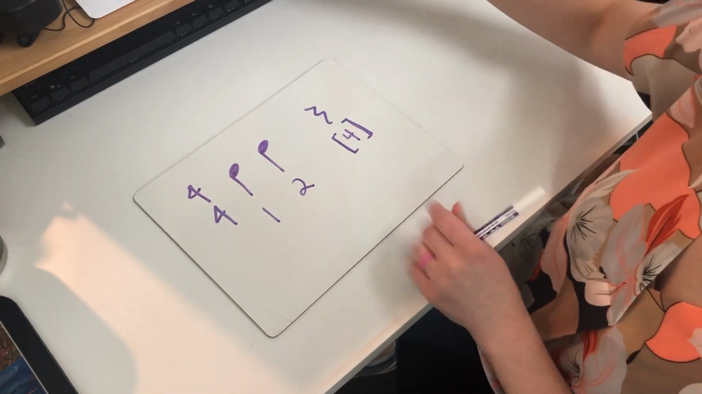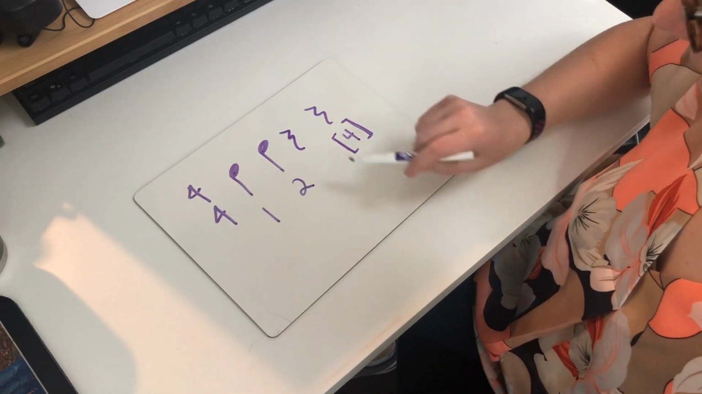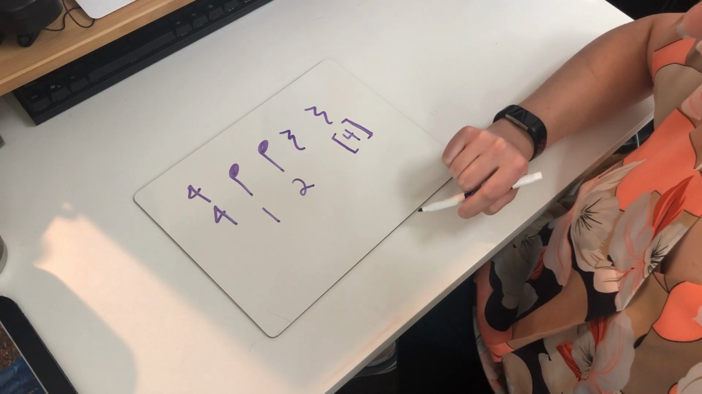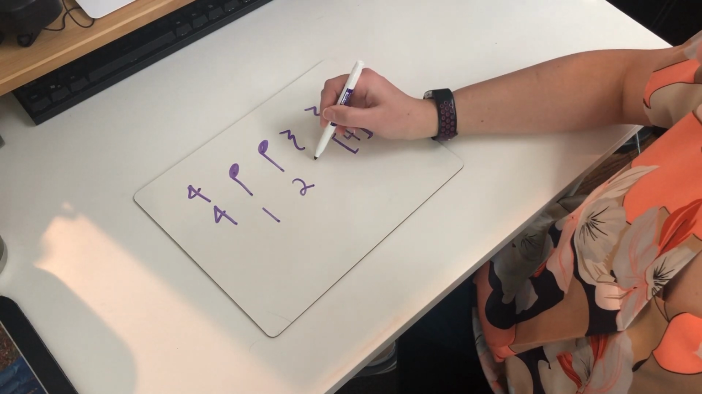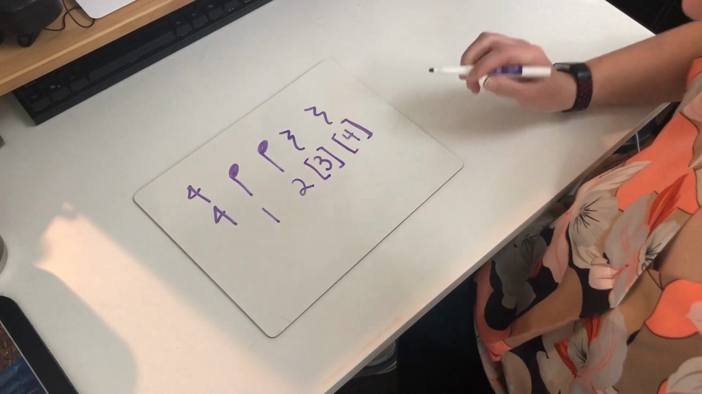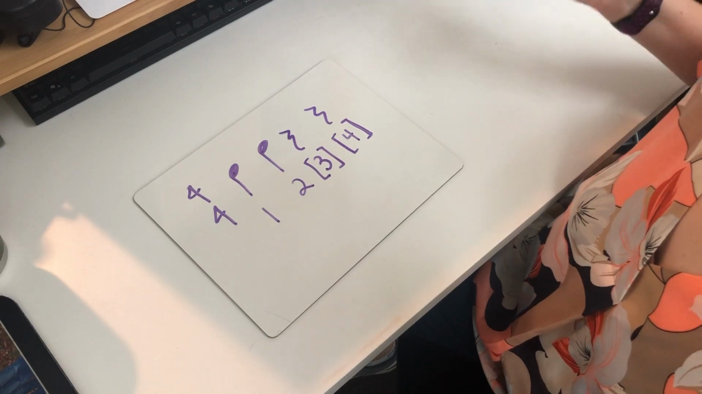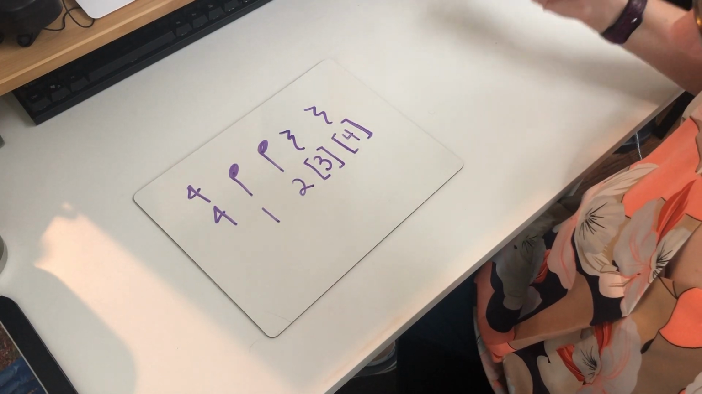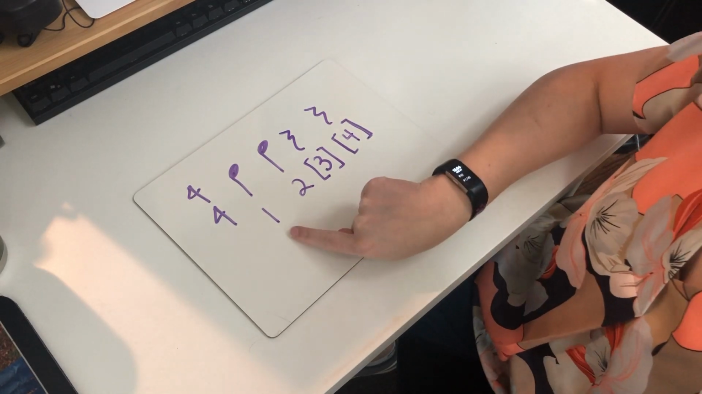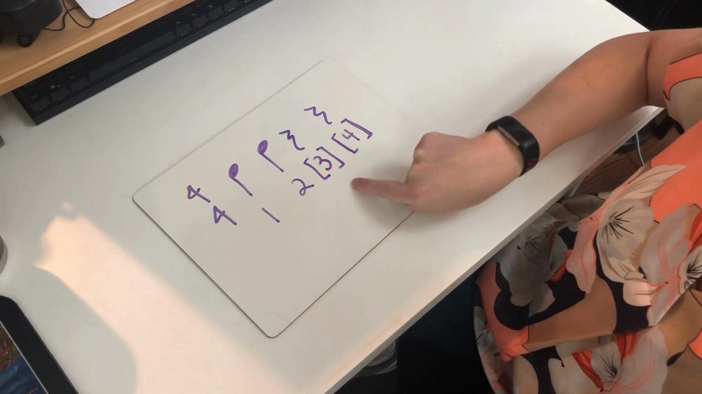What if we made this a rest? Then we have 2 notes and 2 rests, and each note has 1 beat. So we're going to still make this 3. We're going to put brackets around that as well. So we would count this 1, 2, with 2 beats of silence here. And you would follow it along this way. 1, 2.